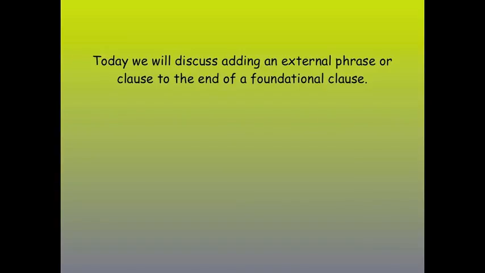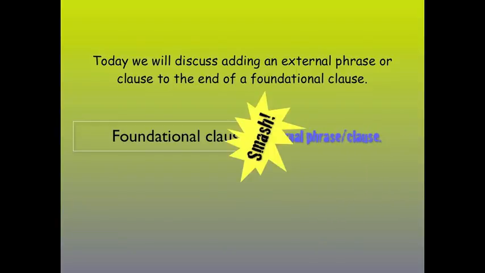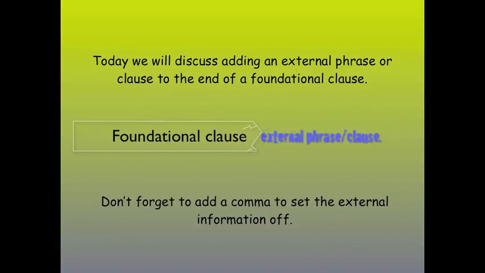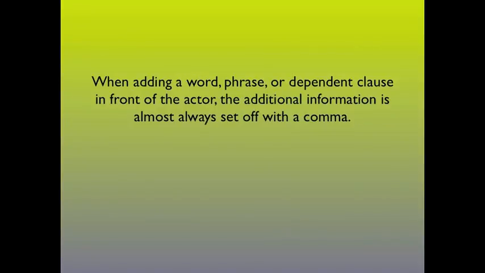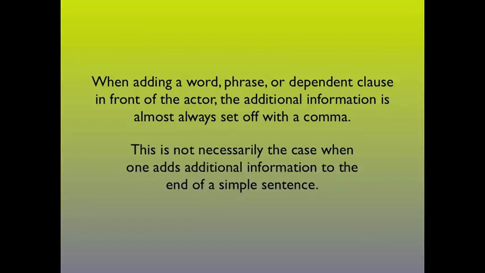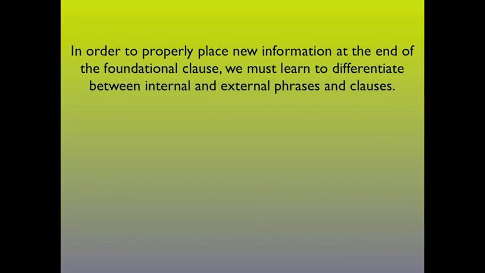Today we're going to focus on adding external information to the end of a foundational clause. Now don't forget, if it is indeed external information, you must set it off with a comma. When adding a word, phrase, or dependent clause in front of the actor, like in the last lesson, the additional information is almost always set off with a comma, but this is not necessarily the case when one adds information to the end of a simple sentence. In order to properly place new information at the end of the foundational clause, we must learn to differentiate between internal and external phrases and clauses.